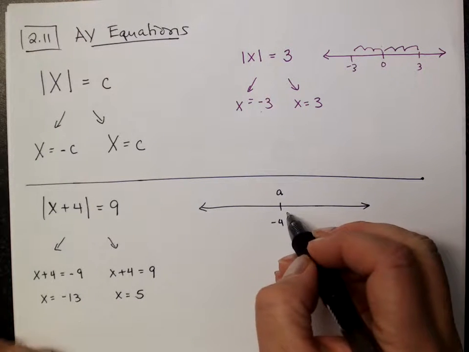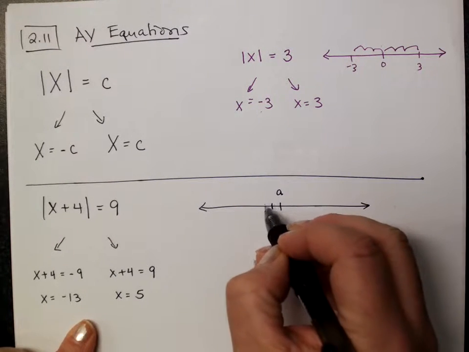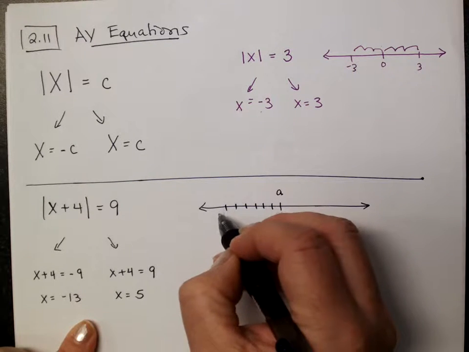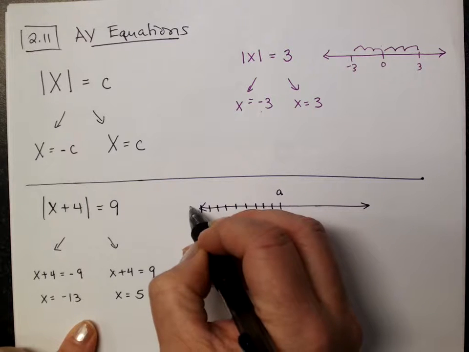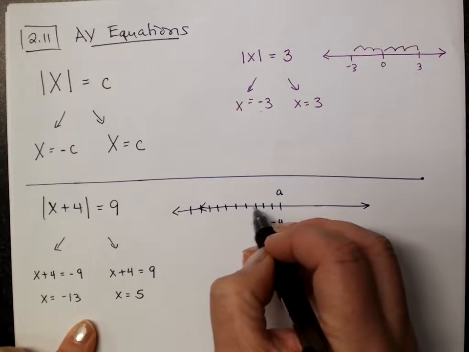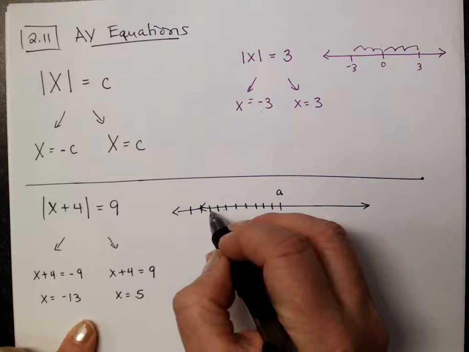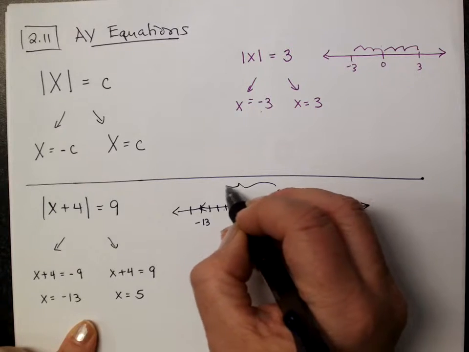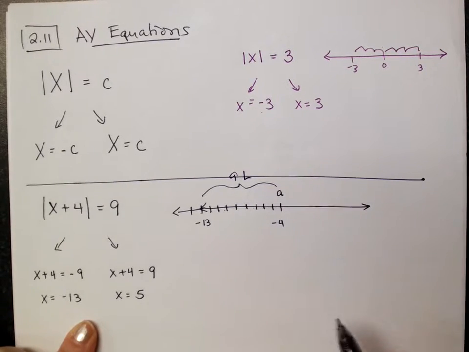Now, if I move 9 units to the left: negative 5, negative 6, negative 7, negative 8, negative 9, negative 10, negative 11, negative 12, negative 13, negative 14, etc. I got to negative 13. Bless you. Negative 13. Okay, so that is 9 units to the left.